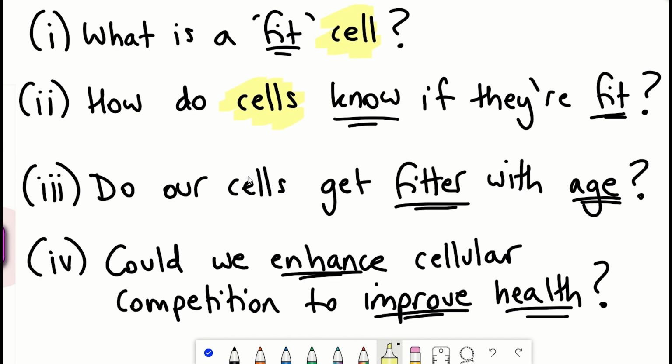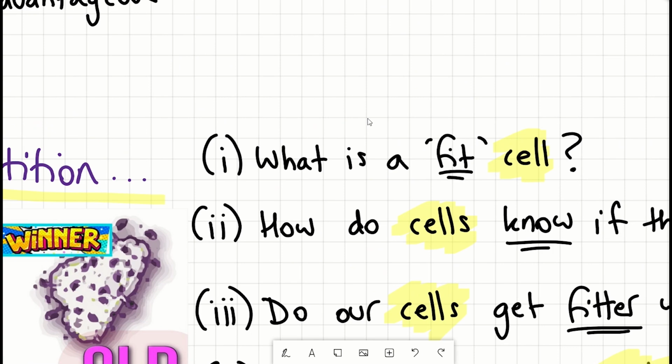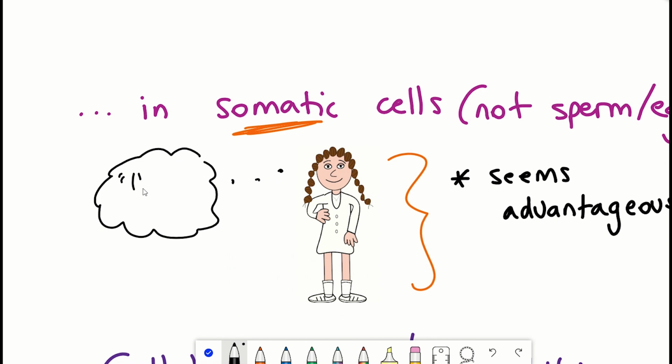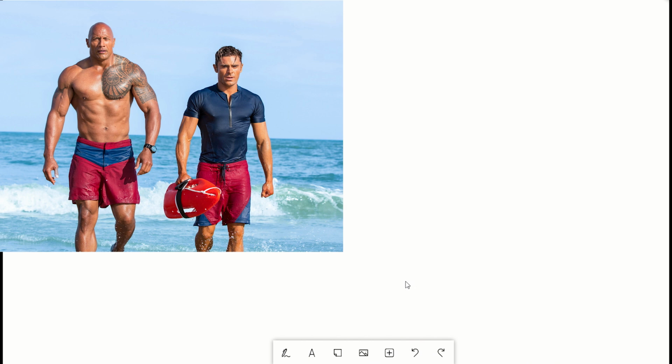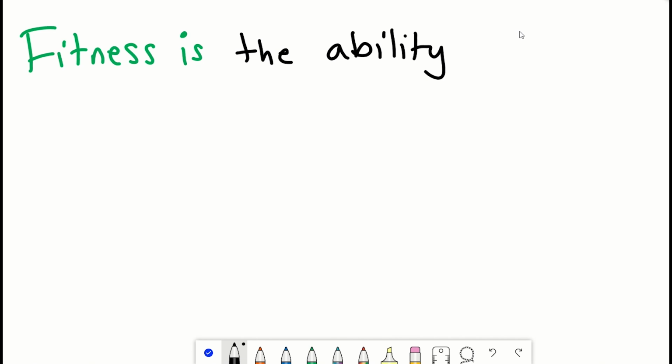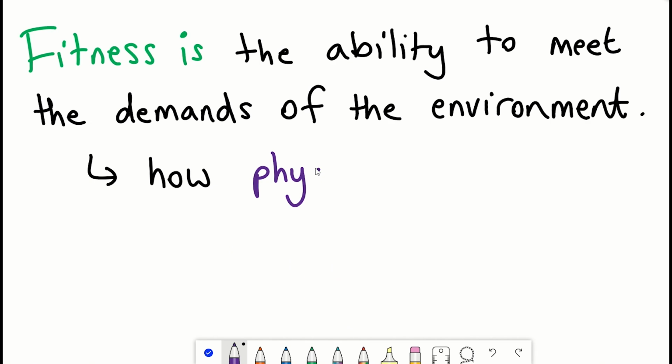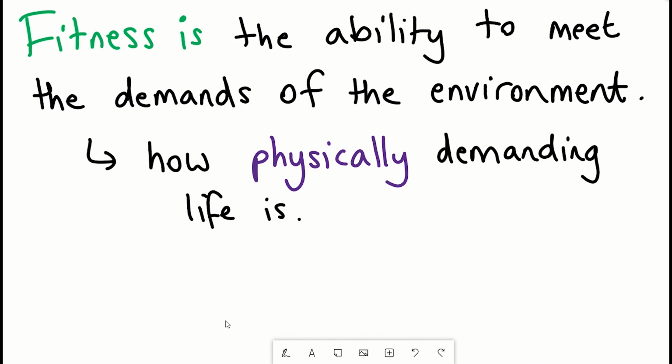So firstly then, what makes a cell fit? Is fitness the same as health? Now, whilst I like to think I'm quite fit, if you think of a fit person, you may think of an athlete, a celebrity, someone who is muscular, in good shape. But actually, fitness can be defined more accurately as the ability to meet the demands of the environment, and relates to how physically demanding life is. So a person doing an office job requires lower levels of physical fitness than an Olympic athlete, right?